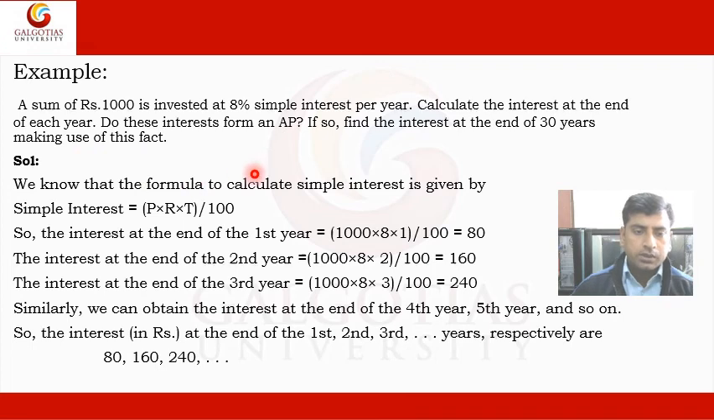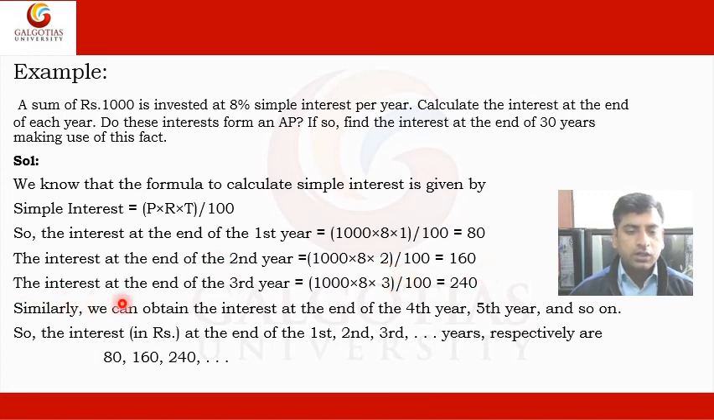So the solution is given. We know the formula to calculate simple interest is given by simple interest equals P into R into T divided by 100, where P is the principal amount, R is the rate, and T is the time. So the interest at the end of the first year: principal amount is 1000, rate is 8%, and time is 1 year, divided by 100, so that will be 80. Similarly, the interest at the end of the second year is given by the same formula. Here T will be 2 years, so this will be 160.